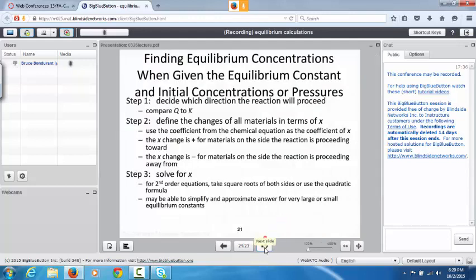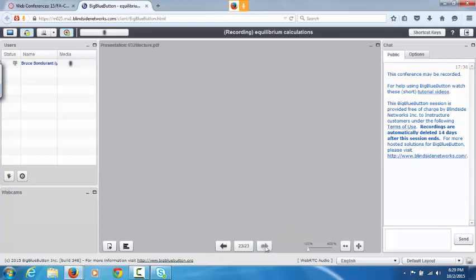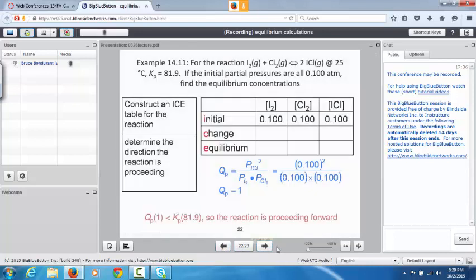Okay, I'm going to stop here because we really aren't using this in the lab, calculating equilibrium concentrations from the equilibrium constant. We are going the other way, and we'll get to this after we're done with thermodynamics.